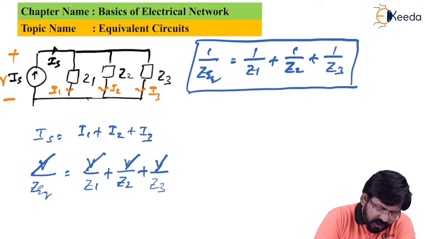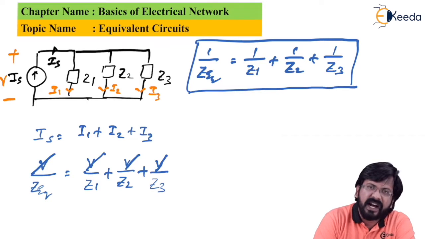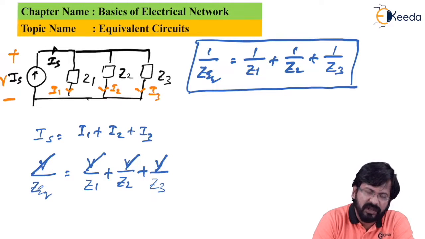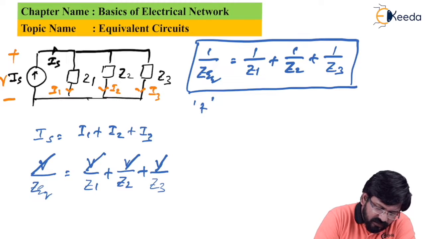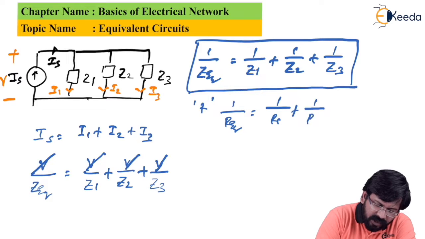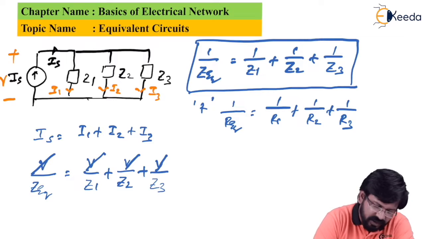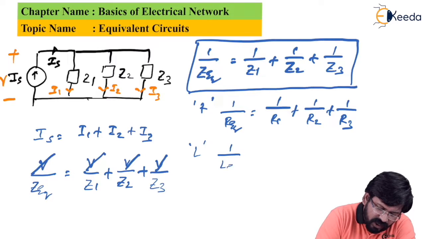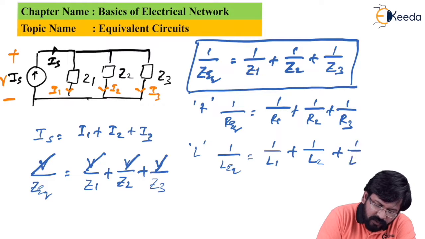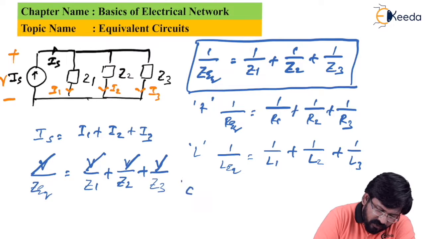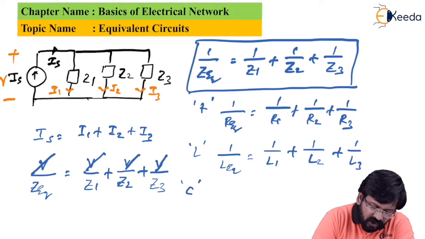Please remember, these elements can be either R, L or C or a combination of all. In case it is R, we write 1 upon R equivalent as 1 upon R1 plus 1 upon R2 plus 1 upon R3, because Z is directly proportional to R, so you have to replace Z with R simply. For L, you can write 1 upon L equivalent as 1 upon L1 plus 1 upon L2 plus 1 upon L3.